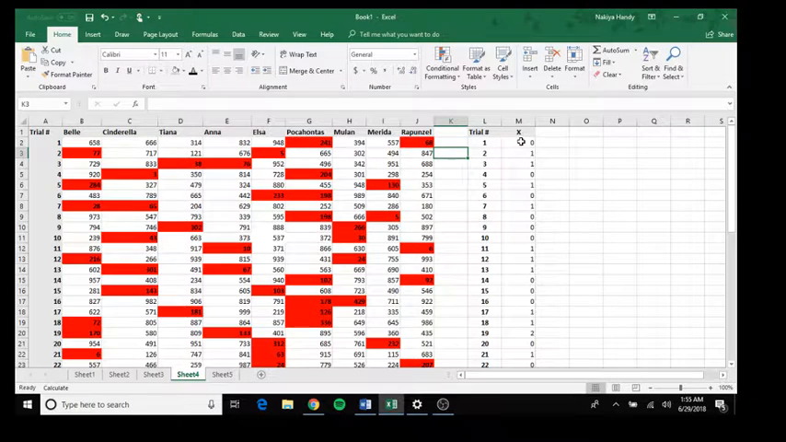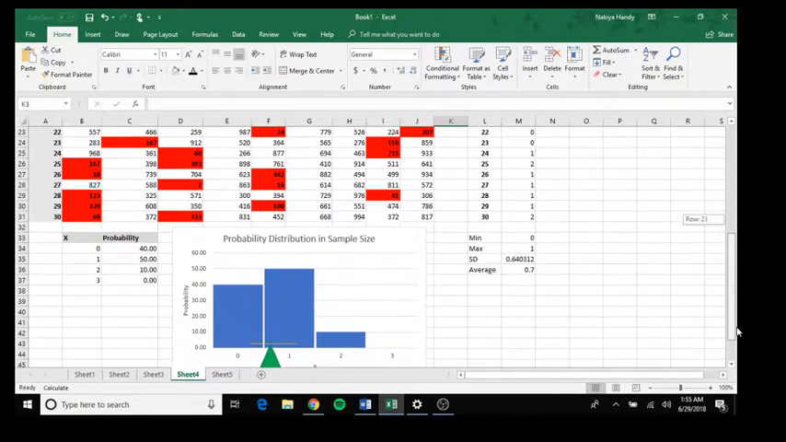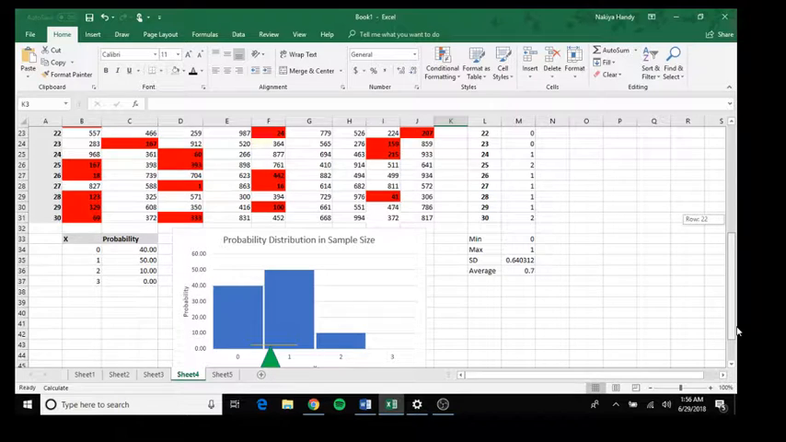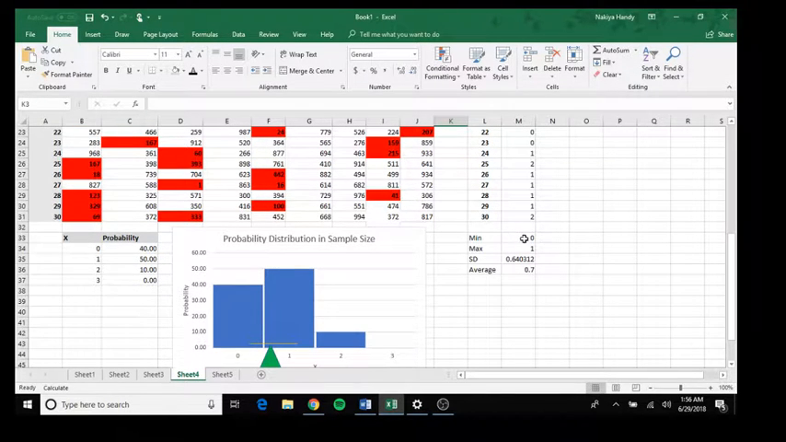So for 1, there was 0 for the amount of princesses that had brown hair. So as you can see, Pocahontas and Rapunzel had the lowest numbers, but between those two of having brown hair, neither one of them had brown hair, so it's going to be 0. And down here, after doing 30 trials, my minimum was 0, of course, and my max was 2.